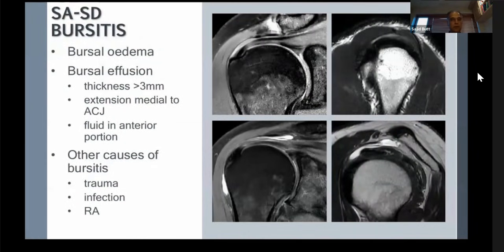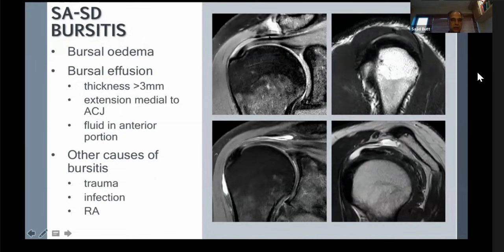How do you make a diagnosis of subacromial subdeltoid bursitis on MR? Well, you get to see bursal edema. So in this case, this is a coronal image. That's a lateral side, that's a medial side. You've got the biceps labral complex at the top. You've got supraspinatus tendon, and look, you've got excessive thickening, irregularly thickened bursa.